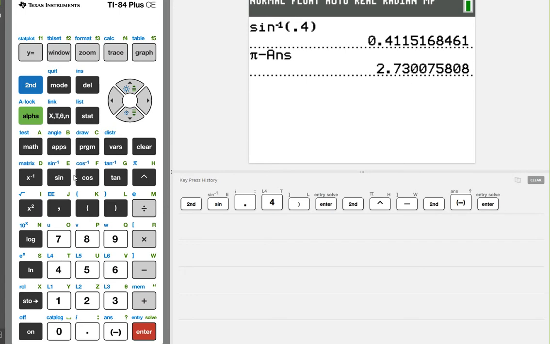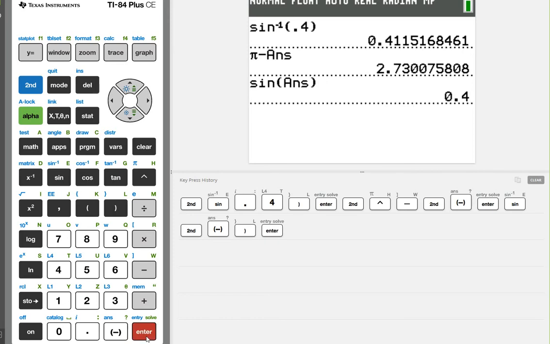Now I can check that pretty easily. How can I check that? I should be able to take the sine of my previous answer, and what should I get? 0.4. Bingo, nailed it. So you can prove to yourself you got this right before you even hand in a test. So those are your two answers.